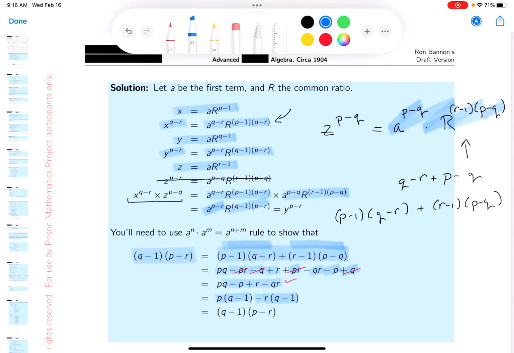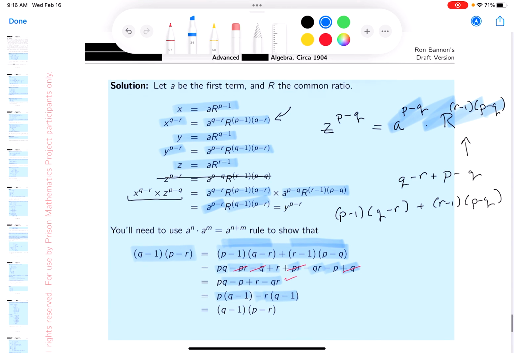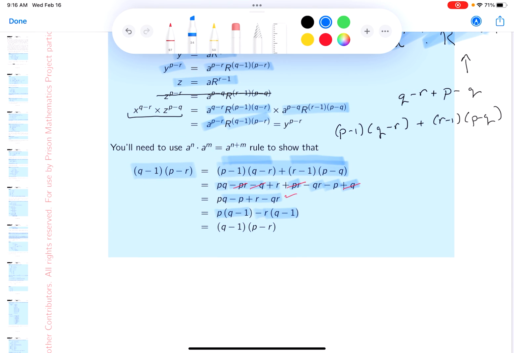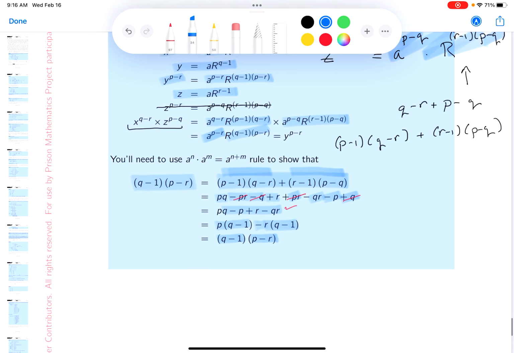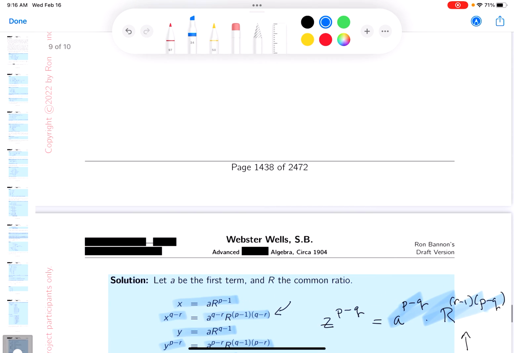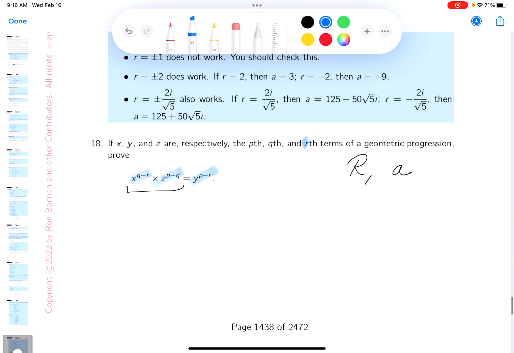Let's see if that's good. P times Q minus 1, and that would give you, plus R minus QR. It looks good. It really looks good. Then factor out the Q minus 1 and P minus R, and we show what we need to show, all right? So again, I'm not going to say difficult, but it was tedious, all right?